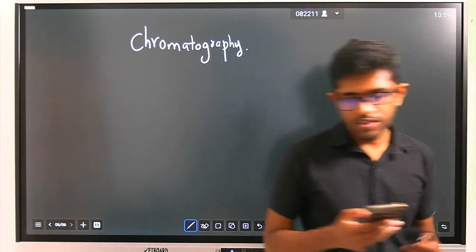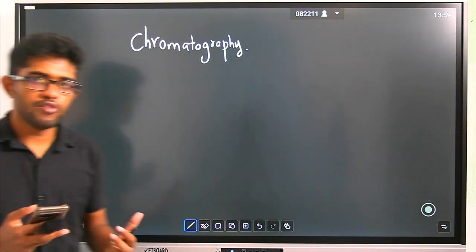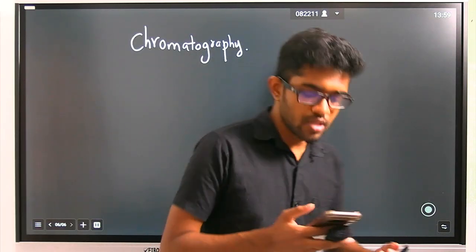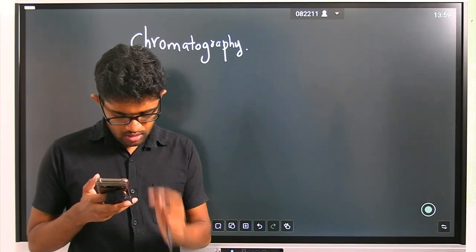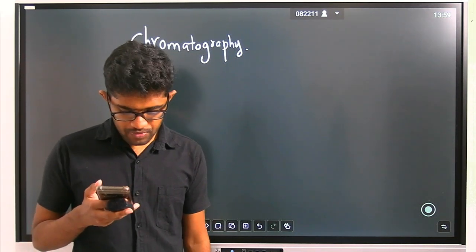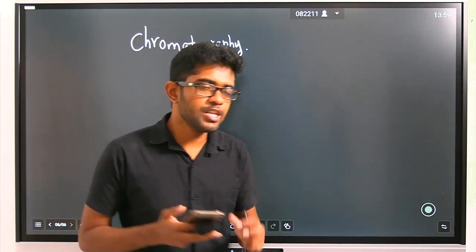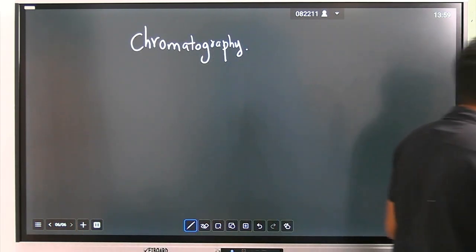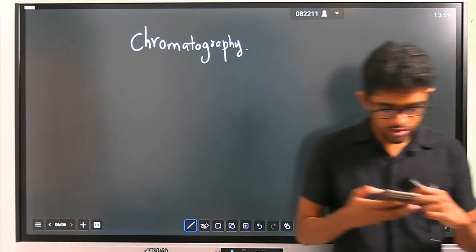Again, that's not that difficult. You just need to know what happens here. If they ask questions, you can easily answer. So I'll just start with the experiment. I'll explain what happens in the experiment, right? The basic idea of chromatography is that there are various methods of chromatography, but what we are using is known as paper chromatography.